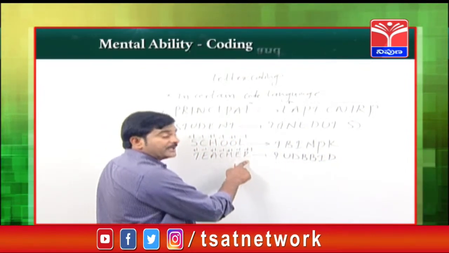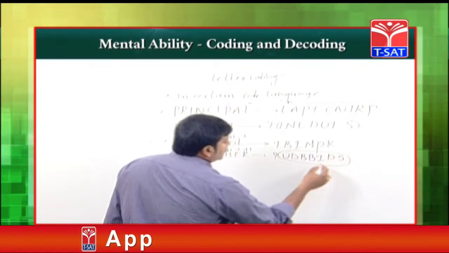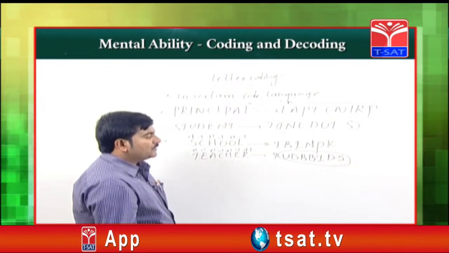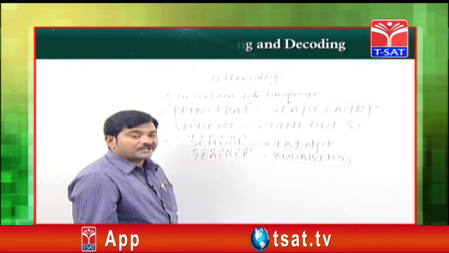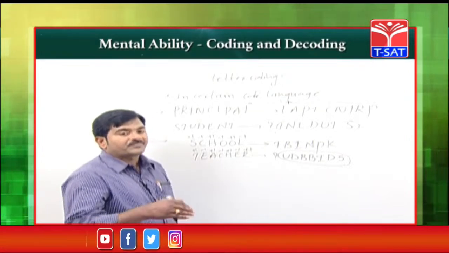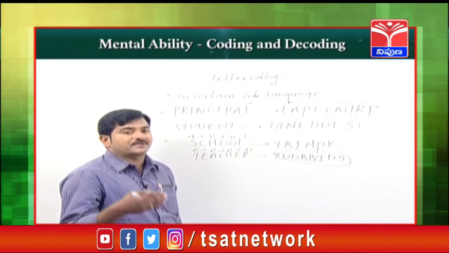Similarly, R means 18 plus 1 means 19, S. Therefore, the code for the given word teacher is written as UDBBIDS. So simply, the concept involved in that code is plus 1, minus 1, plus 1, minus 1.